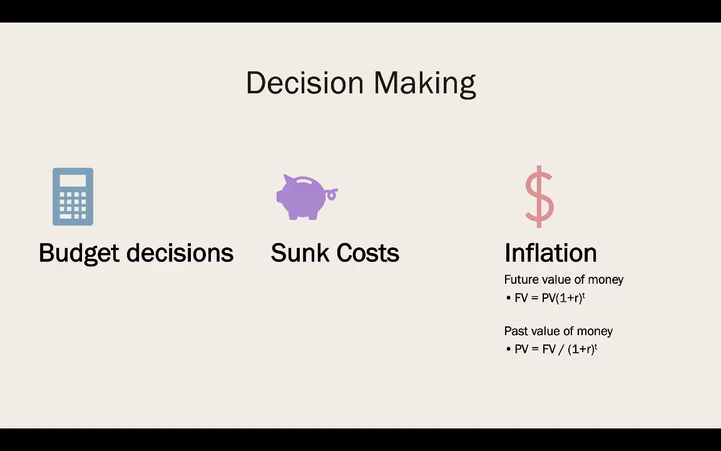Same with past value of money, it's just switching around the present value and the future values, right? So I can find a past value by taking the future value and dividing it by that interest rate. But most commonly, we are interested in the future value of money because I can do two things with this pile of money.